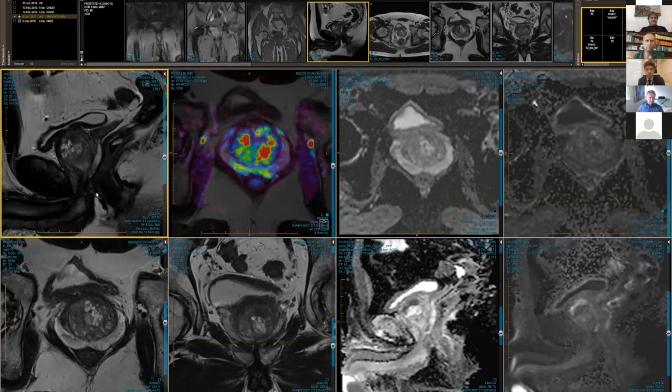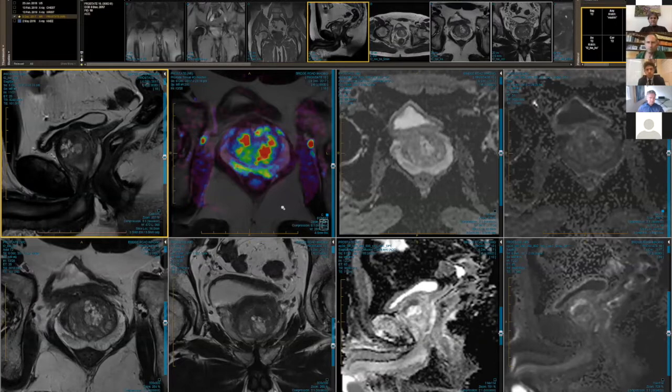We do a three-plane T2, so there's a sagittal T2 in the top left-hand corner, axial T2 and a coronal T2. And then we do two diffusion weighted images. This one here is the ADC, and the top right-hand corner is the high B value, which we set at a B value of 1400. And then we do the same thing in the sagittal plane, the ADC here and the high B value in the bottom right-hand corner. This last image is the DCE.